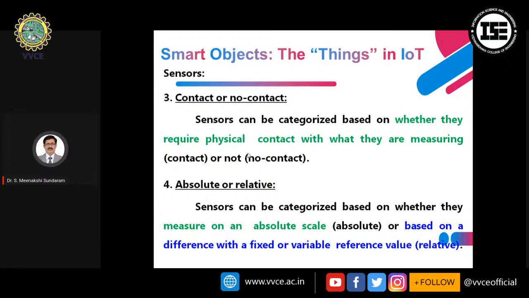Similarly, contact and no contact sensors. Sensors can be categorized by whether they require physical contact with what they are measuring, with contact or without any contact. So whether physical contact is made or not categorizes these types of sensors. Similarly, we have the absolute or relative sensors. Sensors are categorized based on whether they measure an absolute scale or relative with reference to some fixed or variable values. When that reference is made as a mark and the measurement varies relatively, we call it a relative sensor.